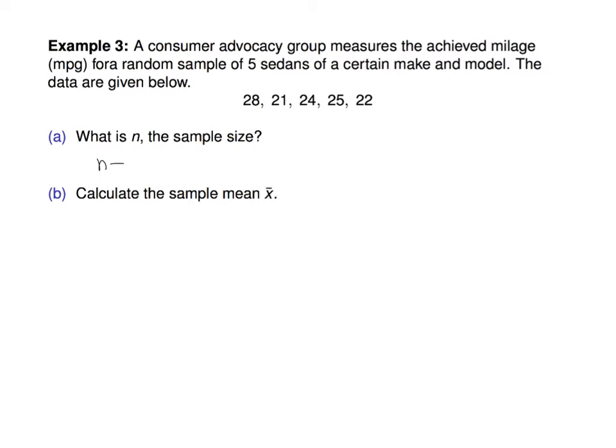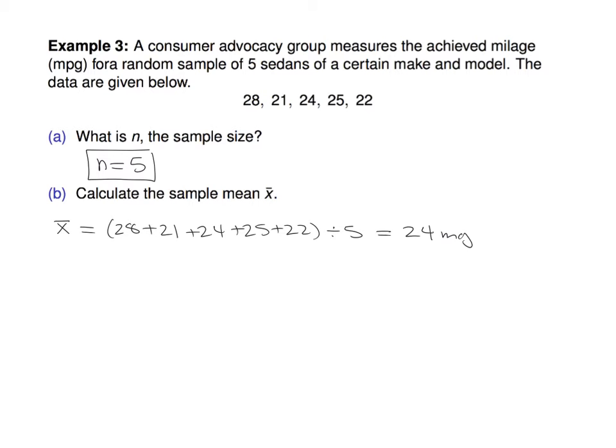Well, there are 5 data points, so we have n equals 5. Find the sample mean x bar. So x bar will equal the sum of these divided by 5, which comes out to be 24 miles per gallon. So in our sample, the average MPG is 24.